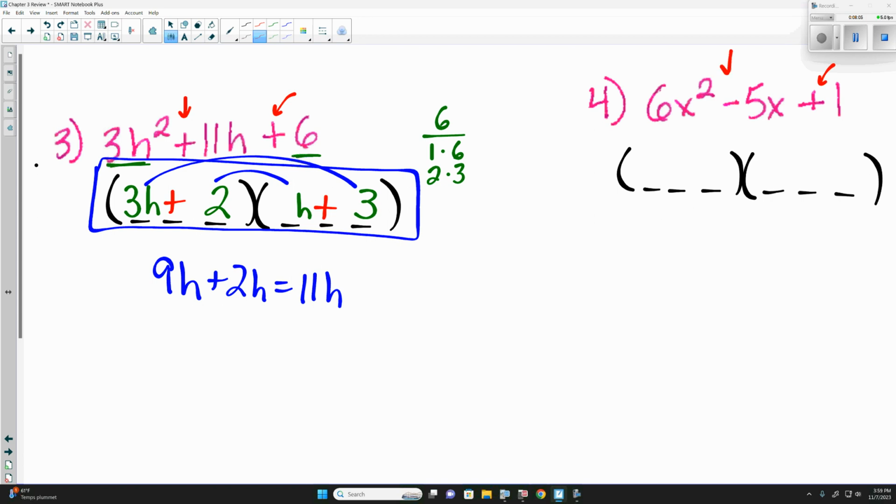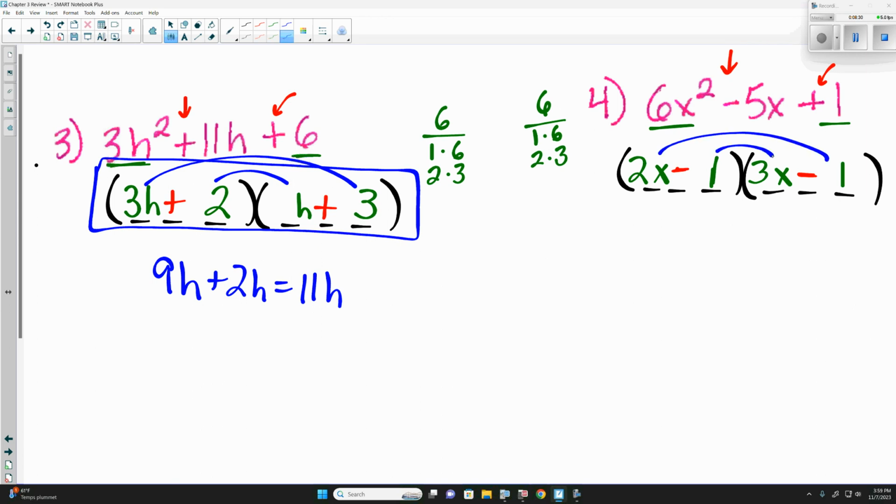Here, third term's positive, signs are the same, match the sign of the middle term, so we'd have minus and minus. Factors of the first and third term, 6x squared and 1. Factors of x squared are x and x. Factors of 6 are 1 and 6 or 2 and 3. I'm just going to pick 2 and 3. Factors of 1 are 1 and 1.